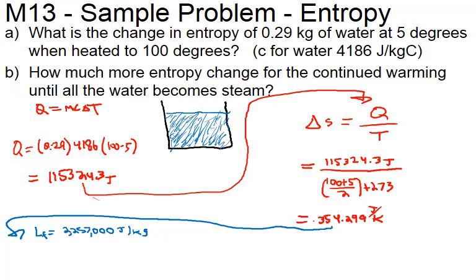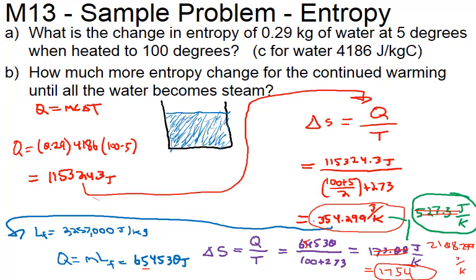How much more entropy change if we continue to bring this all the way to steam, right? So the latent heat of fusion we've got here is the amount of heat that it would take to make water become steam. And we know that that temperature is going to stay at 373. You know, it's 100 degrees plus 273, then we have that there. So 1754 for a total of 2108 joules per Kelvin.